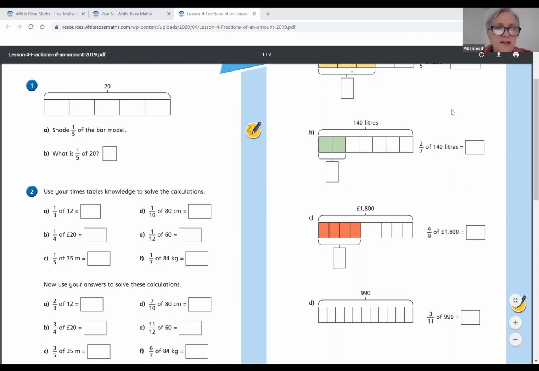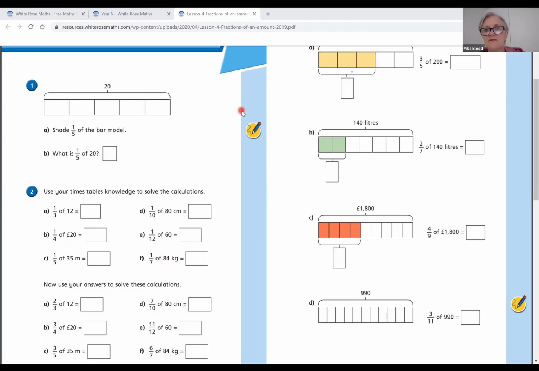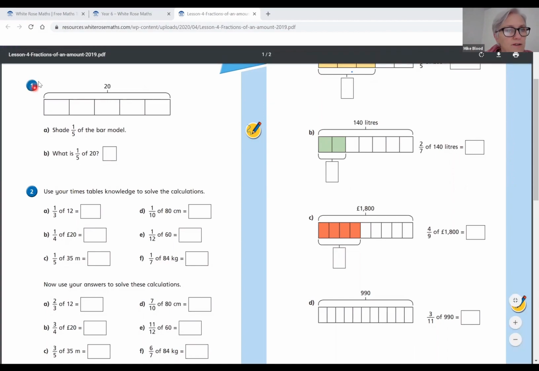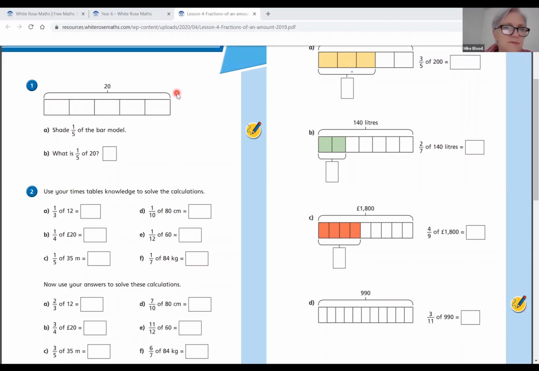We're just going to go through the work that I set yesterday for Miss Burgers and my group, which was finding fractions of amounts. So we'll start with number 1. Look at that lovely spotlight. I've got a whole new toolbar of stuff that I don't know how to use, so you're going to have to be a bit patient with me. So the first one was shade 1/5 of the bar model.